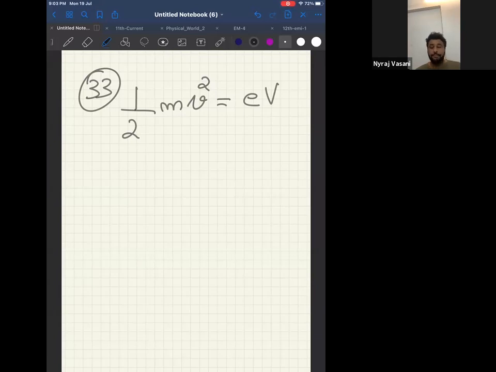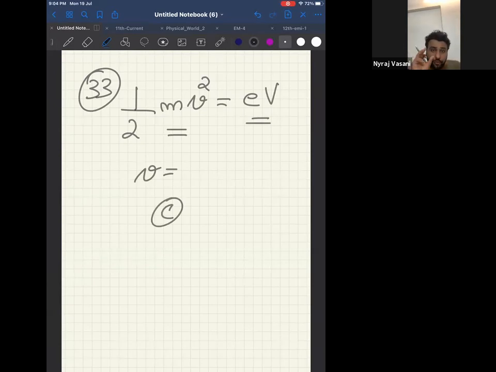Start. Don't cancel this V and V. One is potential V, one is velocity. What is this? Kinetic energy. What is this? Energy of the electron, eV. In semiconductors also we use the same logic, eV, electron volt. From here, what is v equal to? Tell me. The answer will be C.